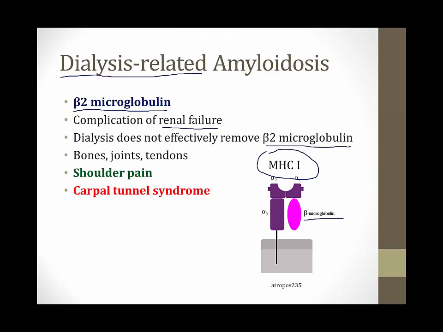from the circulation. This disorder has a special pattern of amyloid deposition that is usually limited to the bones, joints, and tendons. Common symptoms that patients develop are shoulder pain from amyloid deposition in the capsule of the shoulder, or carpal tunnel syndrome from amyloid deposition in the carpal tunnel.